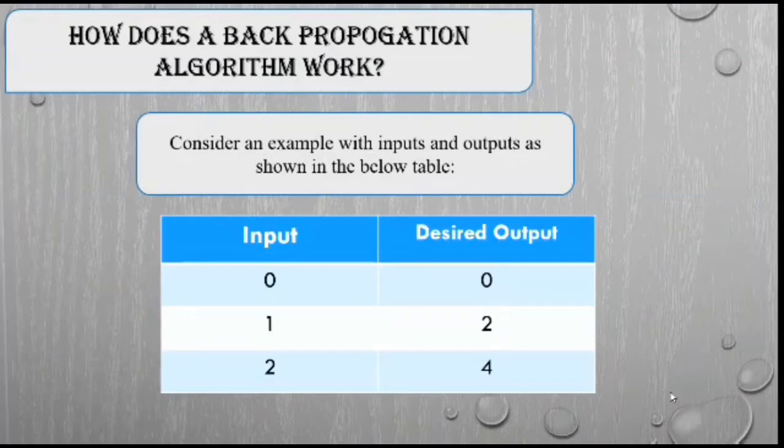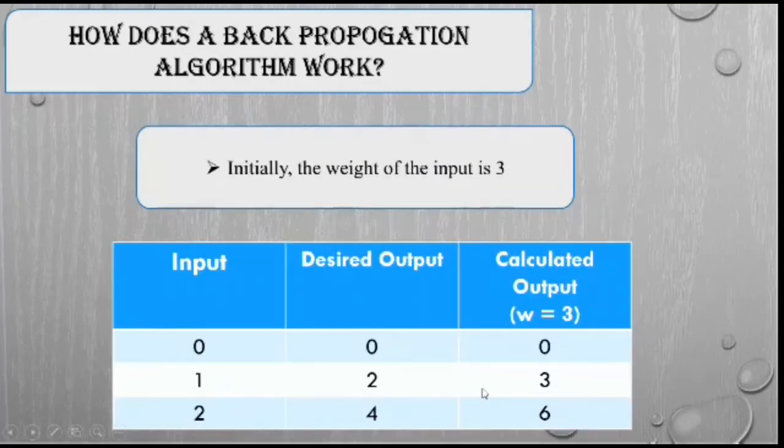Now let us see another example. Over here we have inputs as 0, 1 and 2, and let our desired outputs be 0, 2 and 4. Now let our initial value of weight be 3. If we give the weight as 3, the output which we get is 0 for the first input, 3 for the second input and 6 for the third input. But this is not our desired output.